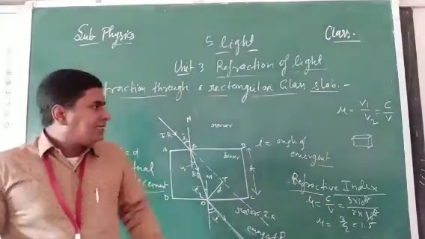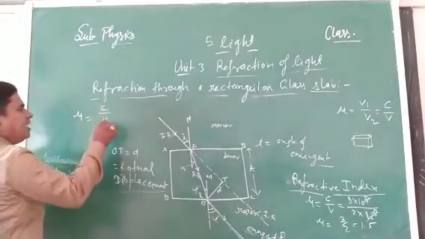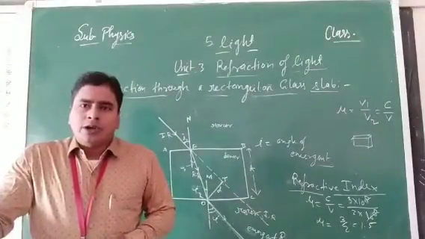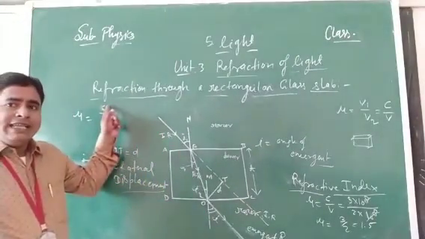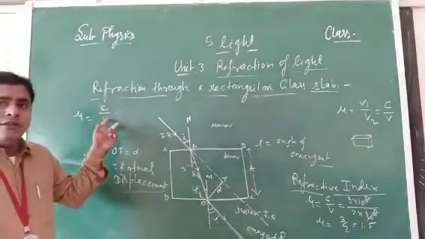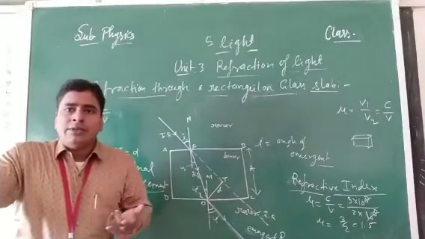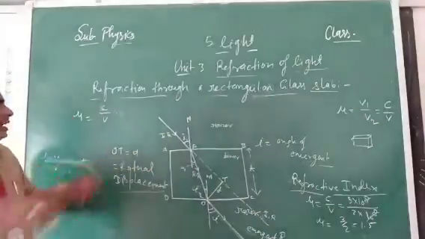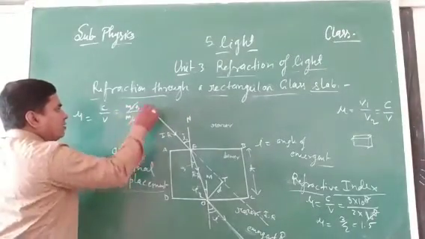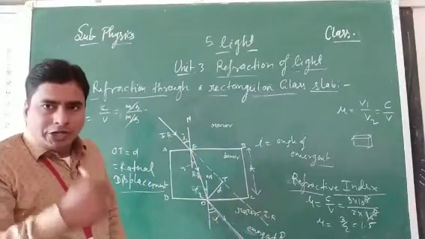1.5. And since mu is equal to the ratio of speeds, C by V, it has no unit. Here the speed of light is measured in meter per second, and the speed of light in the given medium is also in meter per second. Both cancel out. So that's why the refractive index has no unit.